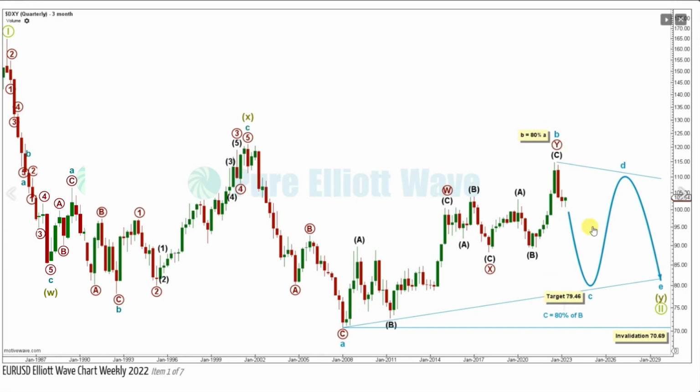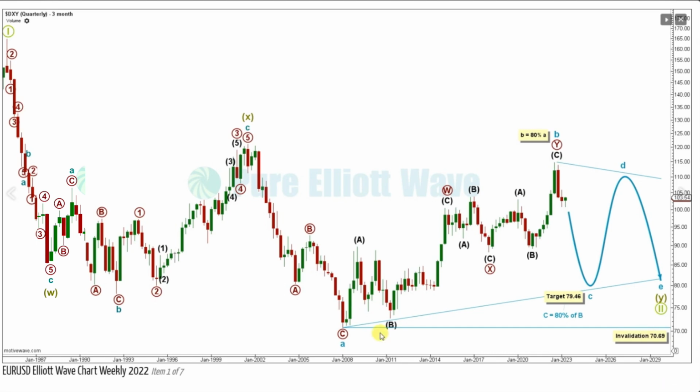So target for cycle wave C to the downside currently sits at 79.46, and that's a long-term picture. Probably take a few years to get that. You can see just how long B took, so C is definitely going to take a few years. Invalidation sits below at 70.69. If that level were breached, this could potentially be a double zigzag or a zigzag to the downside.